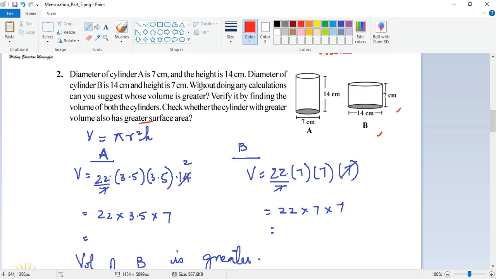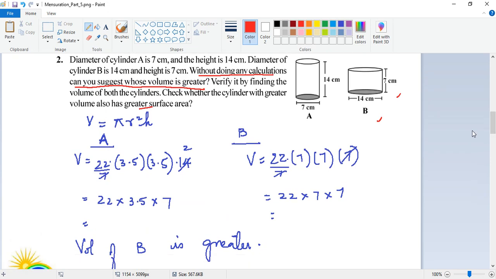So here, without doing any calculation, can you suggest whose volume is greater? So for this, let's answer. Okay, we know they are asking about the volume, so let's write the volume formula. V equals pi r square h. It's a cylinder, we have to write this formula. Now volume of tank A and tank B I have written separately, right? Now for tank A, for pi I can put 22 by 7. R is going to be half of 7, right? 7 is the diameter. I have to use the radius, that is half of 7. So 3.5 into 3.5. Why 2 times? Because it's r square. R has to be multiplied 2 times.